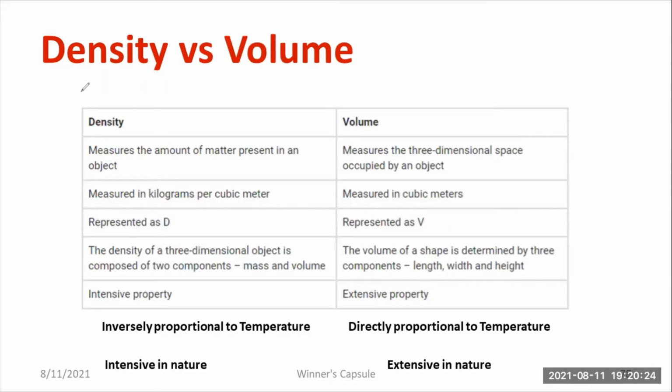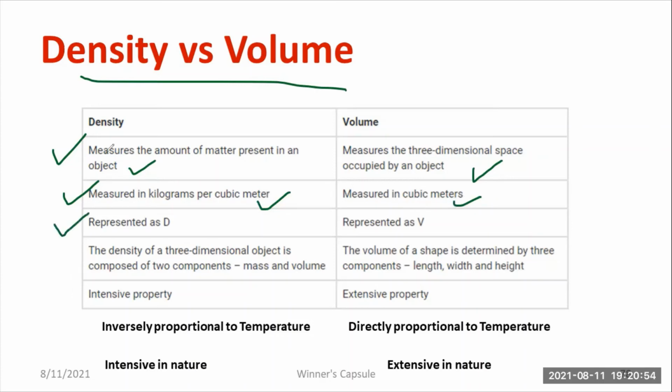You can compare density and volume. The table represents the relation between density and volume. The first point: density measures the amount of matter present in an object, whereas volume measures the three-dimensional space occupied by an object. We have computed the volume of a cube, you remember, right? Density is measured in kilogram per cubic meter, whereas volume is measured in cubic meters. Normally, we represent density as D or sometimes rho. Volume is represented by uppercase V.